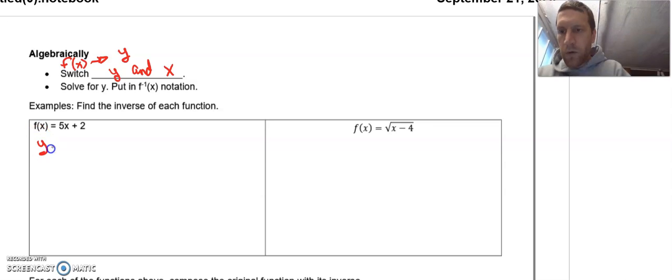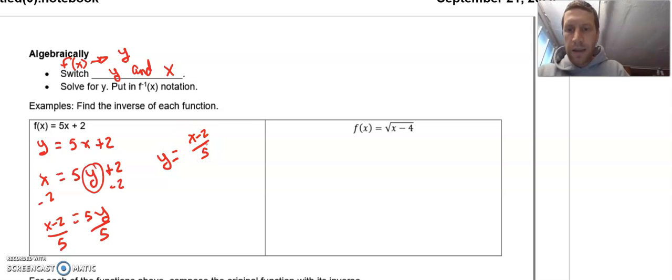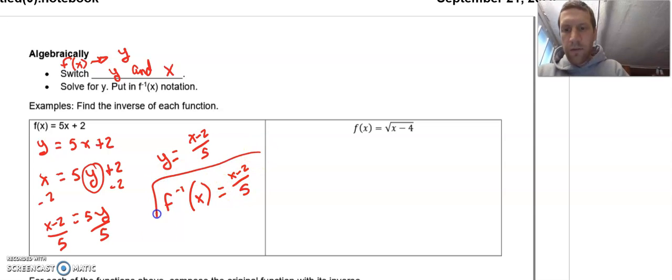So change this to y equals 5x plus 2. Switch the positions of x and y. Solve for your y value, so subtract 2. And we divide by 5. I'll put y on the left side, x minus 2 over 5. And then lastly, let's put in our inverse notation. So I say the inverse of f is equal to x minus 2 over 5.